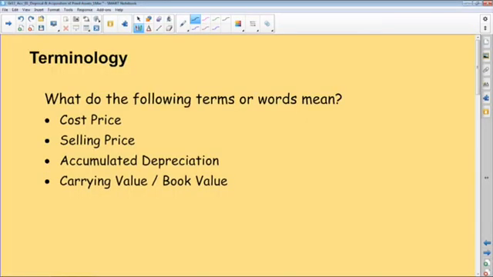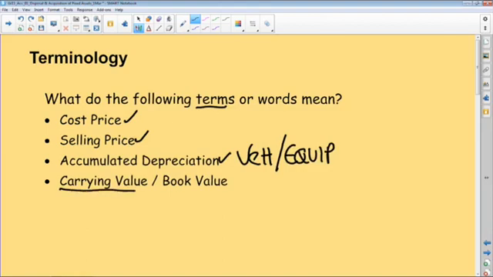Okay, so which terms are we looking at, guys? Right, we're looking at cost price. We're also looking at your selling price, accumulated depreciation. And here, remember, when we talk accumulated depreciation, we're obviously looking at accumulated depreciation on vehicles or accumulated depreciation on equipment.